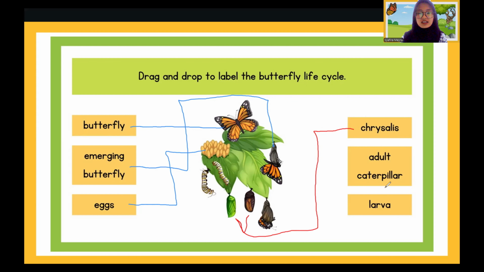Now, there is adult caterpillar. Which one is it? Is this the adult caterpillar? The answer is yes. It's an adult caterpillar. The last one is larva. Do you know where it is? That's right. The larva is right here. Wow, you're doing an amazing job. I'm so proud of you.